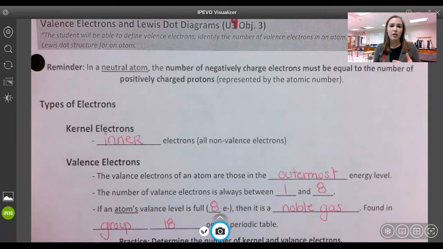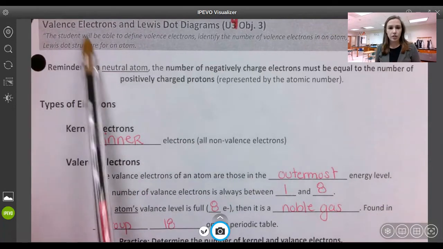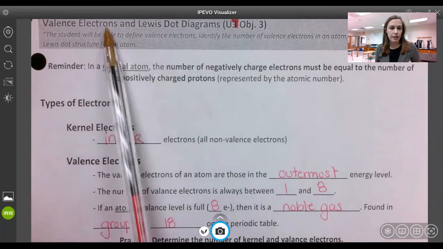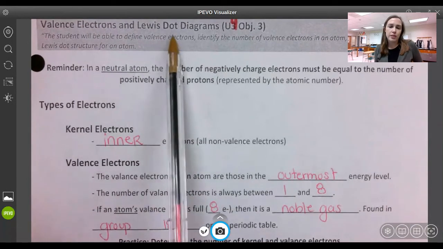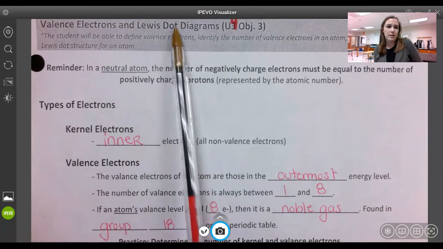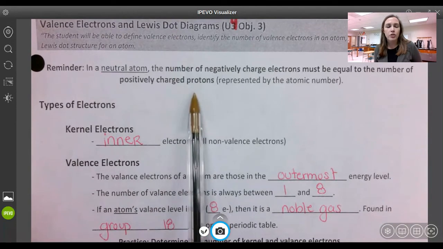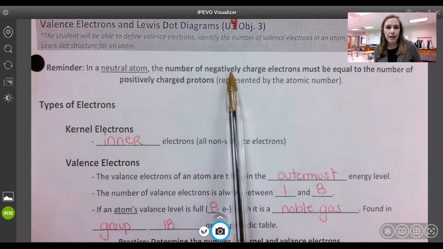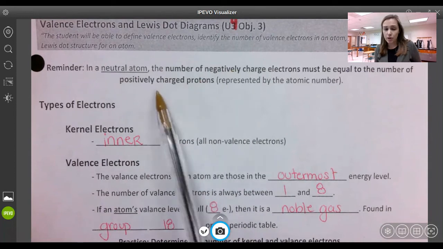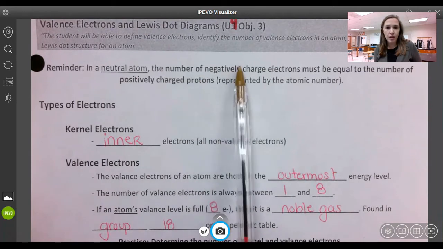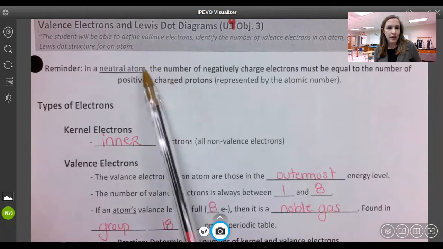All right, we are going to do a quick little lesson on valence electrons, what they are, how to determine how many are in an atom, and then how to draw Lewis dot diagrams to represent the number of valence electrons in an atom. So just remember, in a neutral atom, the number of negatively charged electrons has to always equal the amount of positively charged protons, because the negative and the positive have to cancel out in order to be neutral.